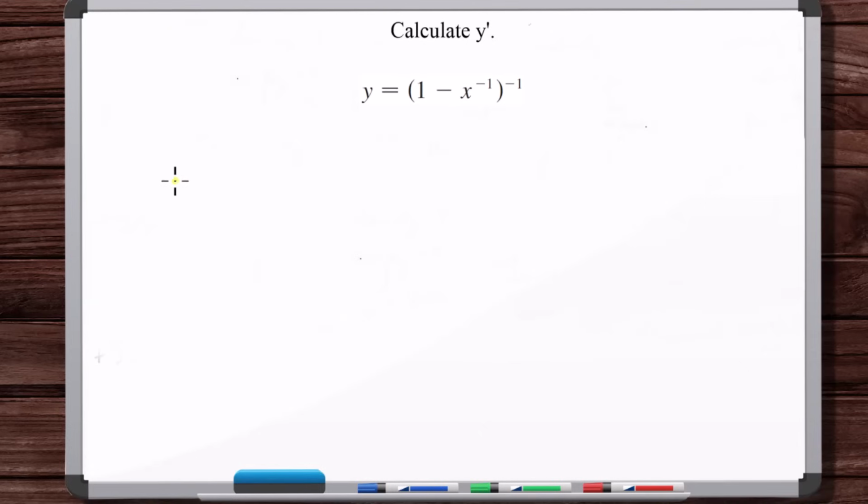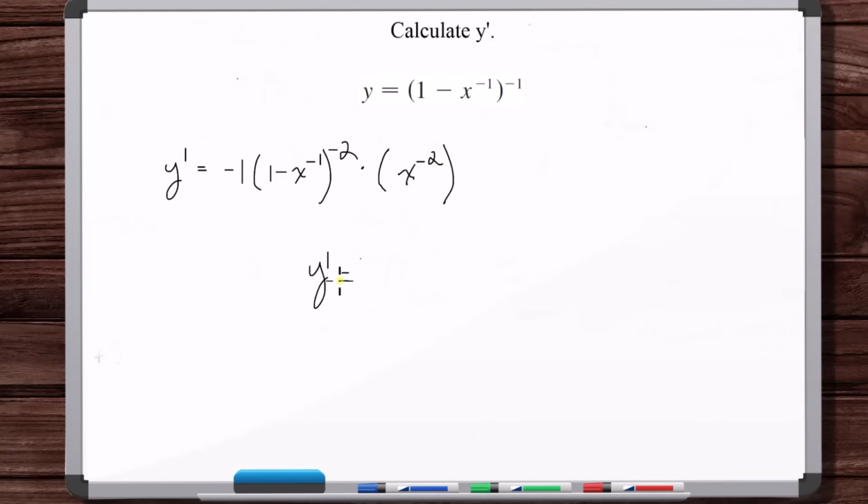Okay, chain rule, we've got something to the negative 1 power. What is the derivative of something to the negative 1 power? Minus 1 times that something to the minus 1 minus 1. Okay, times the derivative of that something. What is the derivative of 1 minus x to the minus 1? There's no more composite function here, so we're done with the chain rule. We just need to find the derivative of 1 minus x to the 1. So this is 0. The derivative of minus x to the 1, we bring down the minus 1, so we're just left with x. Now to the minus 1 minus 1, minus 2.